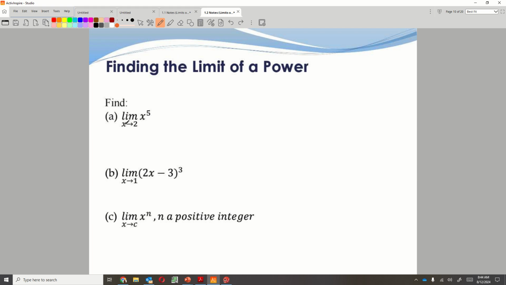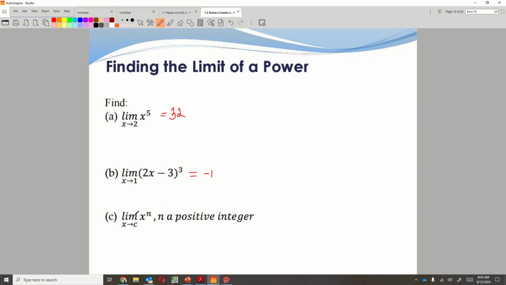Limit as x to the 5th. What do we get there? $32, very good. Okay, now if I evaluate this one, plug in a 1, I get -1, very good.